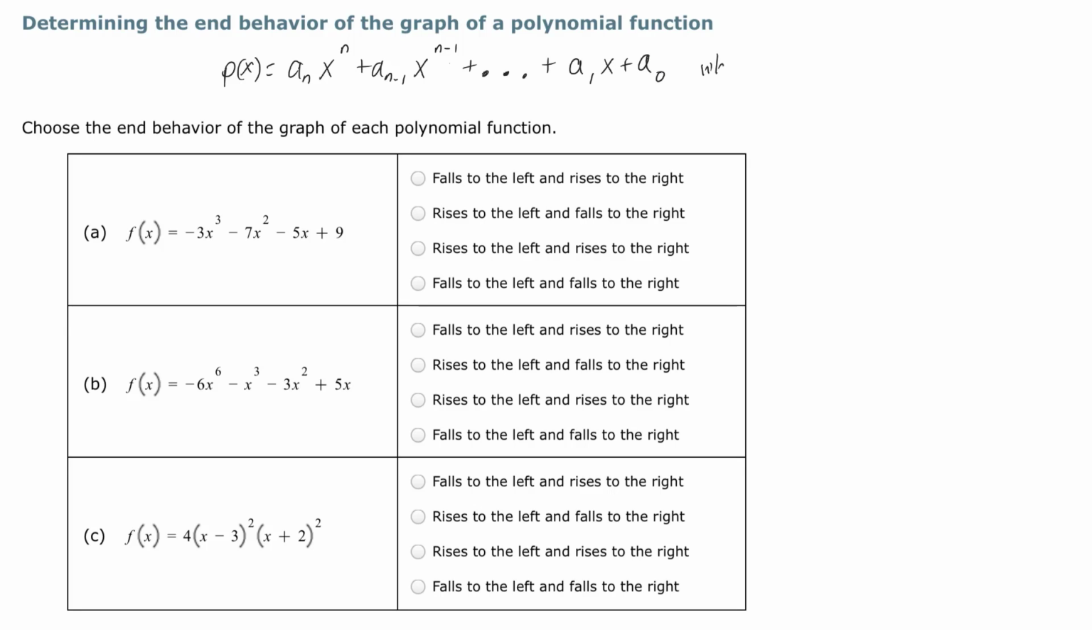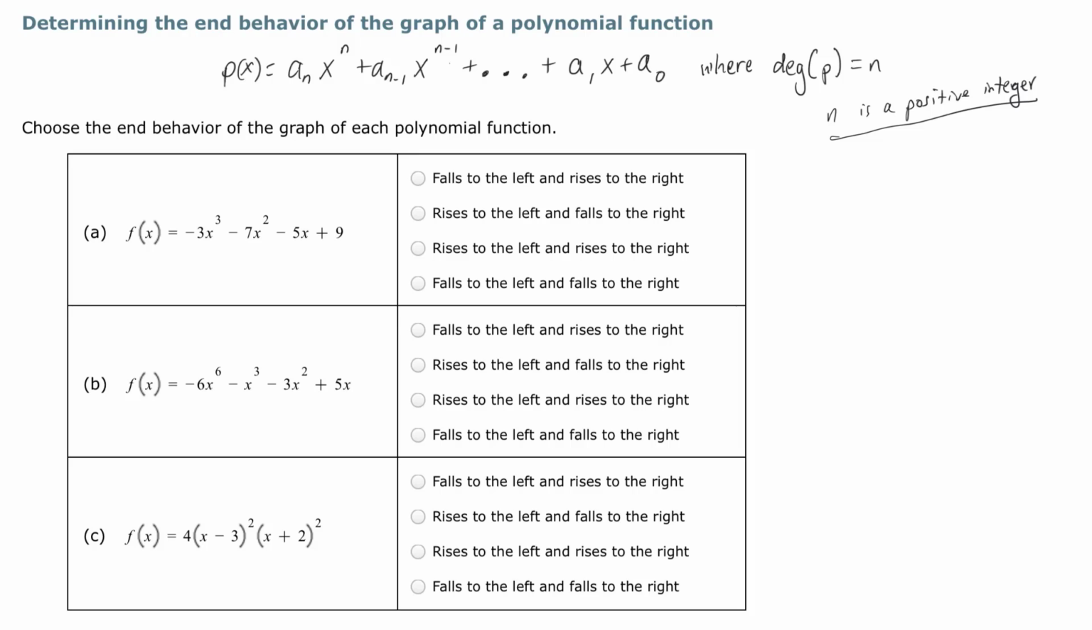Where the degree of the polynomial is what? Where the degree of p is in fact equal to n, where n is a positive integer. Okay, so remember that a polynomial function doesn't have any square root symbols in it. It doesn't have any cube roots and so on and so forth. n has to be a positive integer.